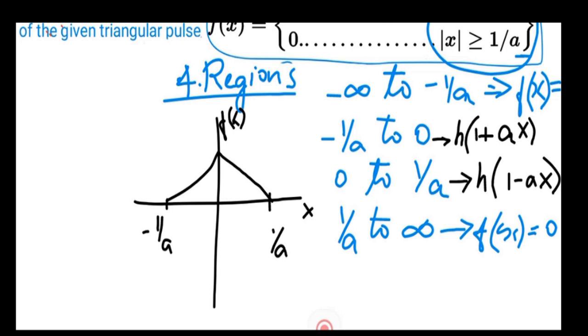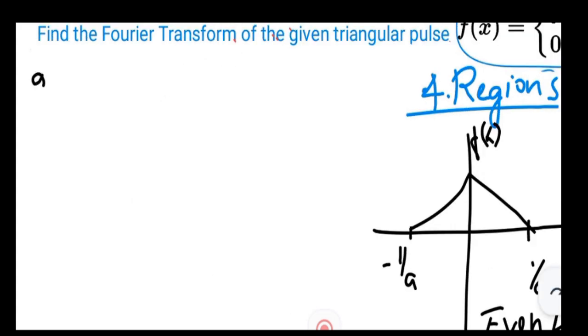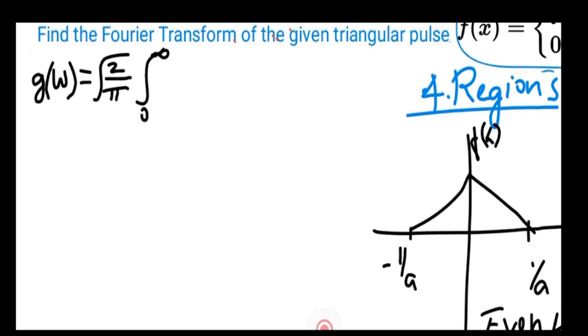Now, notice that this function is even, meaning it's symmetric about the y-axis. So, we only need to compute the Fourier Cosine Transform, which simplifies things significantly. The formula for the Fourier Cosine Transform is g of omega equals the square root of 2 over pi multiplied by the integral from 0 to infinity of f of x times cosine of omega x dx.